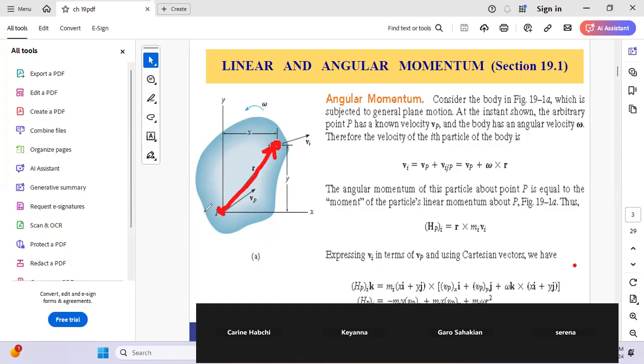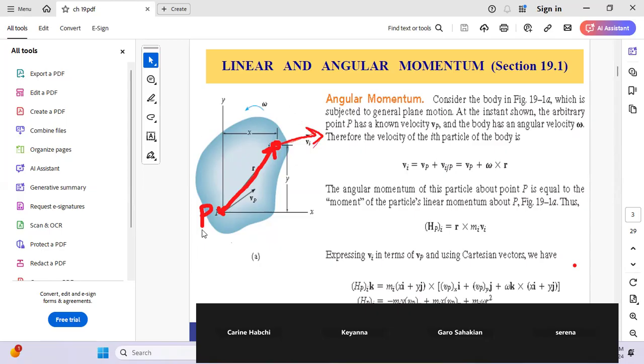So if you want to find the angular momentum about P, you need to consider the vector position from P to the point, and this is vector r. Then you consider your vector mv, so you do r cross mv. This will give you the angular momentum of the particle about point P.